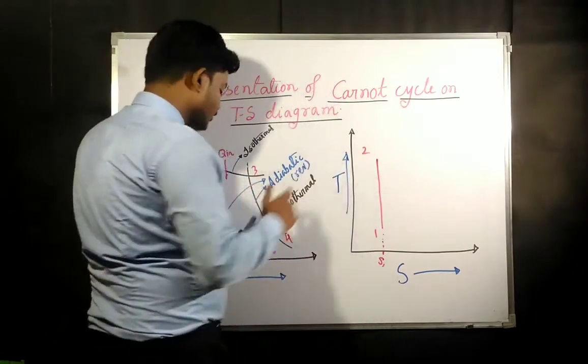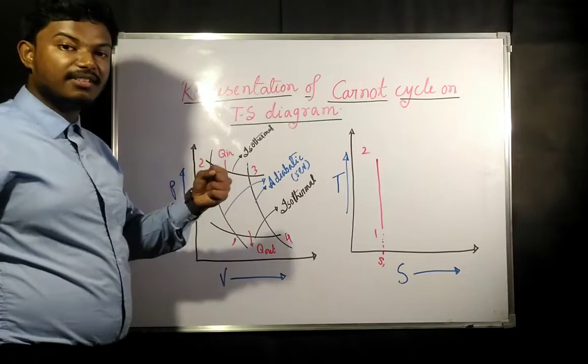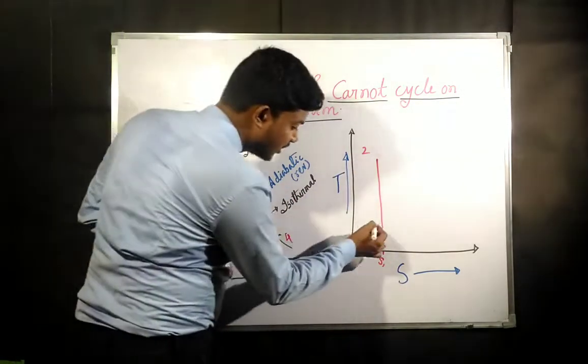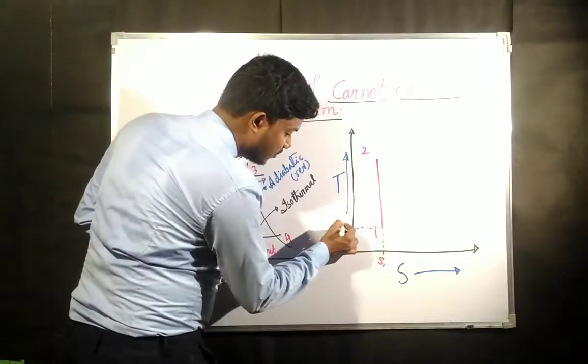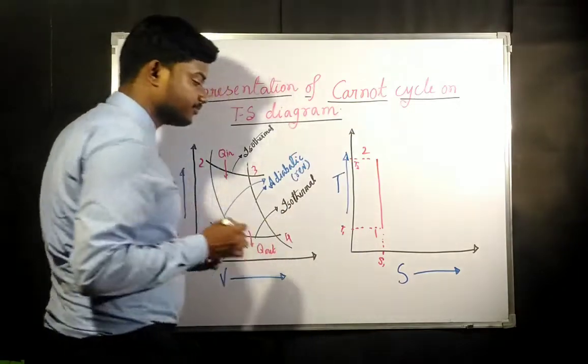Again, if you see, from 1 to 2 we are compressing it. Now if we are compressing any gas, then the temperature of it is going to increase. Similarly you can see here that if it is T1, then the temperature is going to increase up to T2.